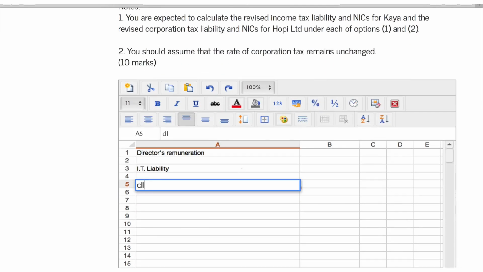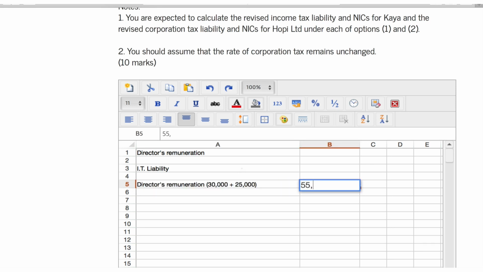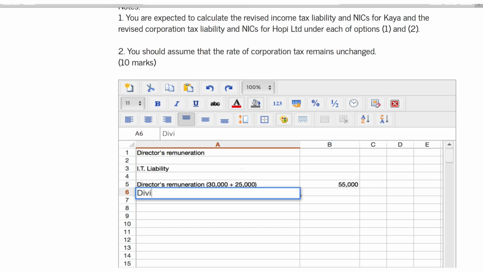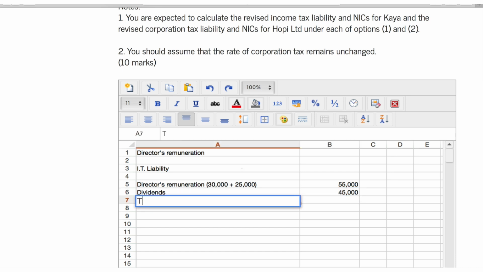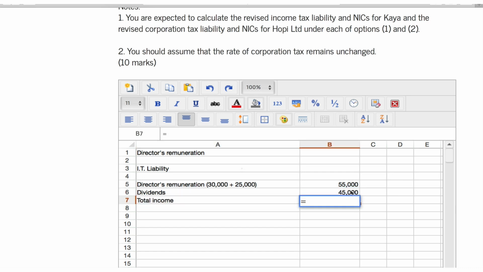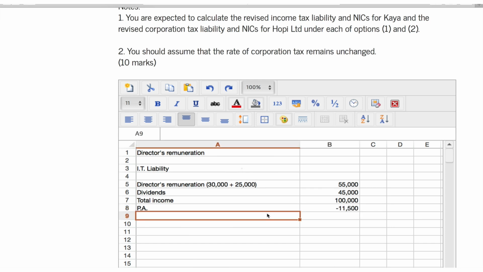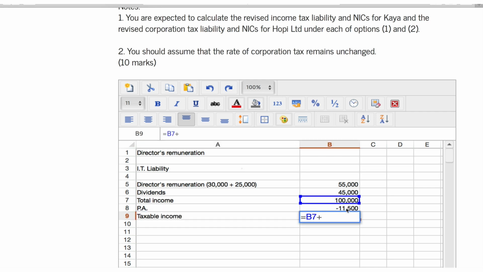We have director's remuneration, and we had previously $30,000, and now we are going to have another $25,000. So totally, of course, we will have $55,000. We also had dividends of $45,000. So let's find our total income after this. My total income will of course be the total of these two. After this, we subtract my personal allowance, because we need to come to our taxable income. So what is my taxable income? It will be this plus this over here. My taxable income is $88,500.